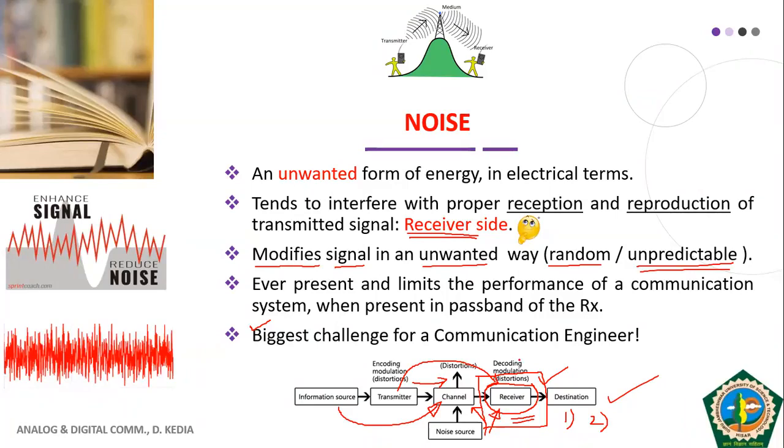Apart from that, the noise is ever present. It doesn't happen that for some period of time noise is not present at all. It's not possible. And noise limits the performance of the communication system when it is present in the pass band of the receiver. So this is another point that you need to understand here. Pass band of the receiver means your noise is present everywhere, and noise is present over most of the bandwidth which is available in the wireless channel.